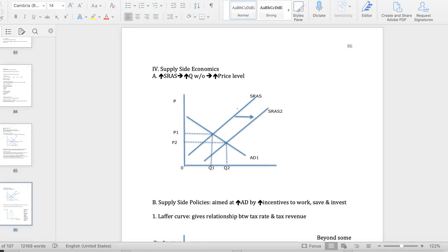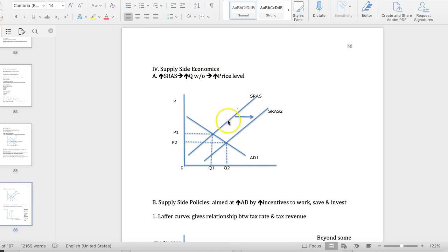All right, now we're going to be talking about supply side economics. So the concept with supply side economics is that increasing the short run aggregate supply will lead to an increase in quantity without increasing the price level. And here's a graph that shows you what I mean.